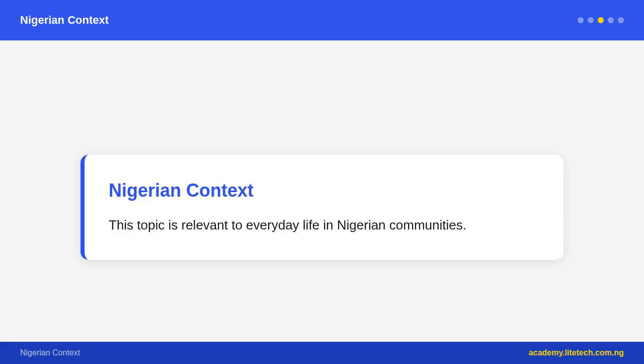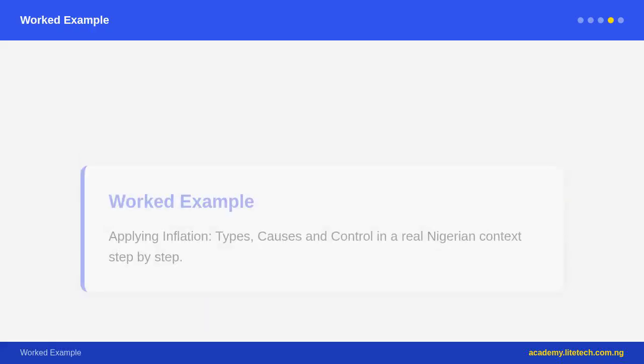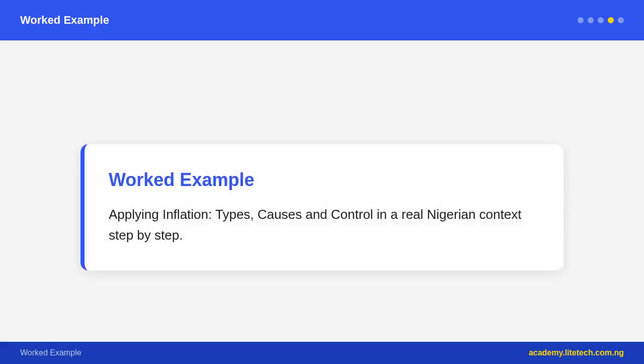Fifth, insecurity. Armed groups in the Middle Belt and Northwest have displaced farmers and disrupted agricultural production. Sixth, global commodity prices. The Russia-Ukraine war of 2022 raised global food, wheat, cooking oil, and energy prices, affecting Nigeria through import prices. Inflation can be controlled through monetary, fiscal, and supply-side policies.